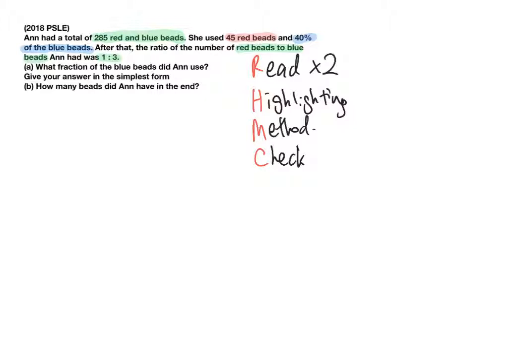First up, what fraction of the blue beads did Anne use? We know that she used 40% of the blue beads. So all we have to do for the first question is to convert the percentage to a fraction. 40% is the same as 40 over 100, which is simplified to 2 over 5. This means that Anne had a total of 5 units of blue beads and she used 2 units of the blue beads.